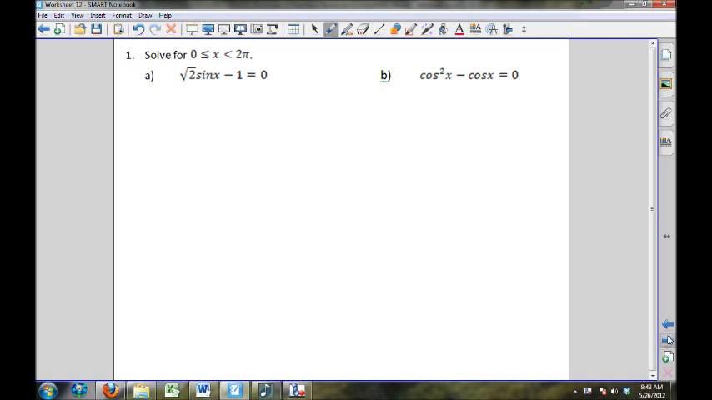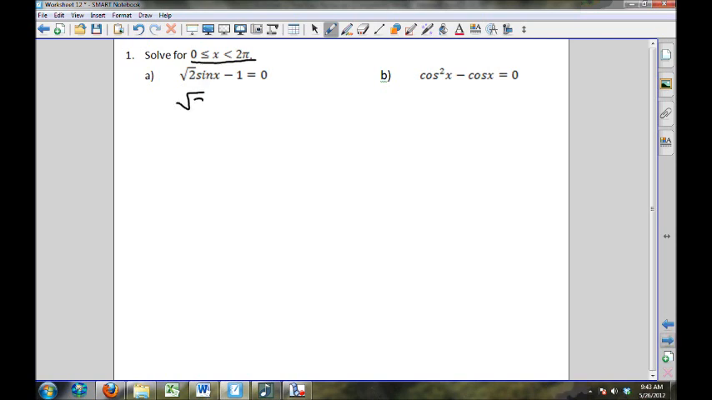Solve for all values of x between 0 and 2 pi. Well, once I see this interval, I know that I'm dealing with radians. So let's go about solving this. First, I need to find the value for x. To do that, I'm going to isolate the function containing it, which is sine for the first one.